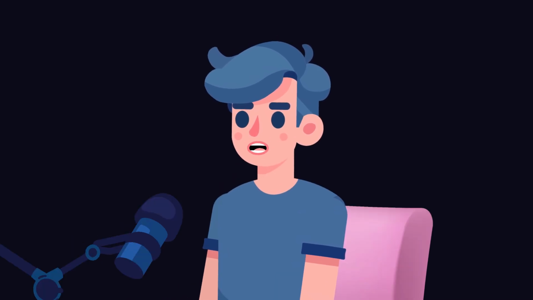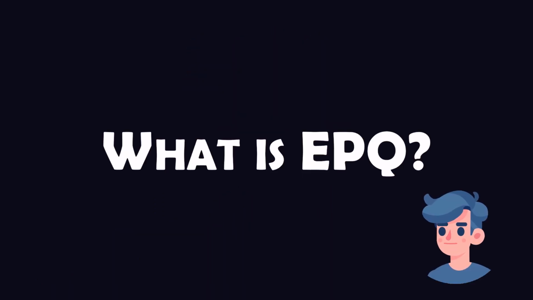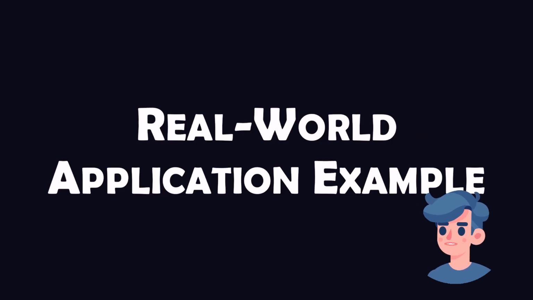Today, we delve into the world of economic production quantity, also known as EPQ. Economic production quantity, EPQ, is a crucial inventory management model that helps determine the optimal production quantity an organization should produce to minimize total costs. Let's break this down with an example.